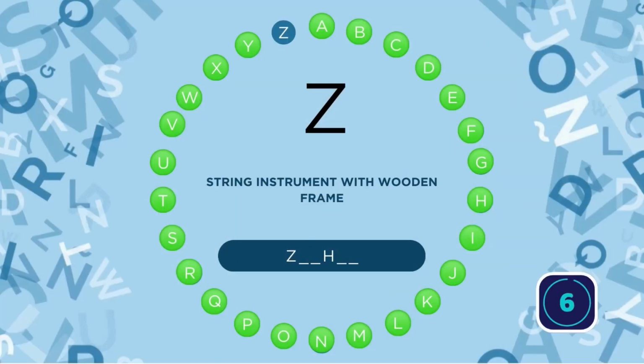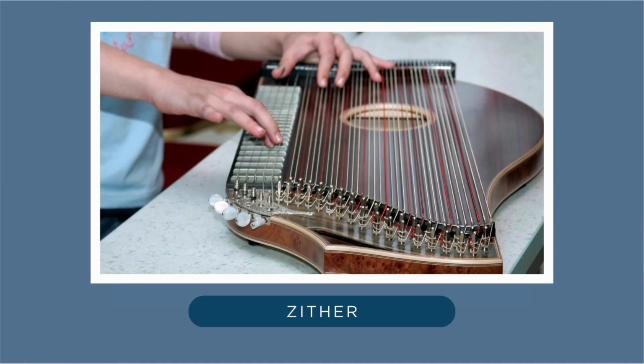A string instrument with a wooden frame for your 26th question. And very well done if you said zither. I've actually never heard of this, but that's what it is. So that brings us to the end of this quiz.